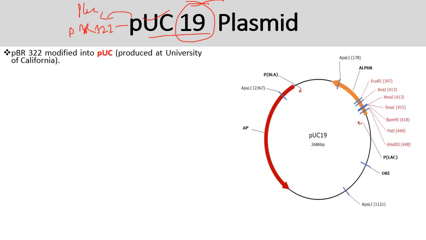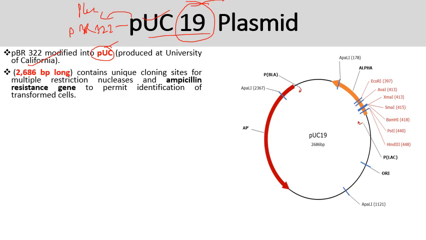So PBR322 was modified into PUC plasmid, that is because it is produced in University of California, that's why it is named as PUC. It is 2686 base pair long, so it means इसमें जो plasmid में PBR322 में जो non-essential part था DNA का, that was removed. So it contains unique cloning sites for multiple restriction nucleases and ampicillin resistance genes to permit identification of transformed cells. तो इस ampicillin resistance gene से हम differentiation कर सकते हैं, identification कर सकते हैं transformed cells की, because जो culture medium जिसमें हम cells को डालेंगे, that contains the genes for this ampicillin resistance, those cells will survive and the cells which lack this gene will be vanished out.